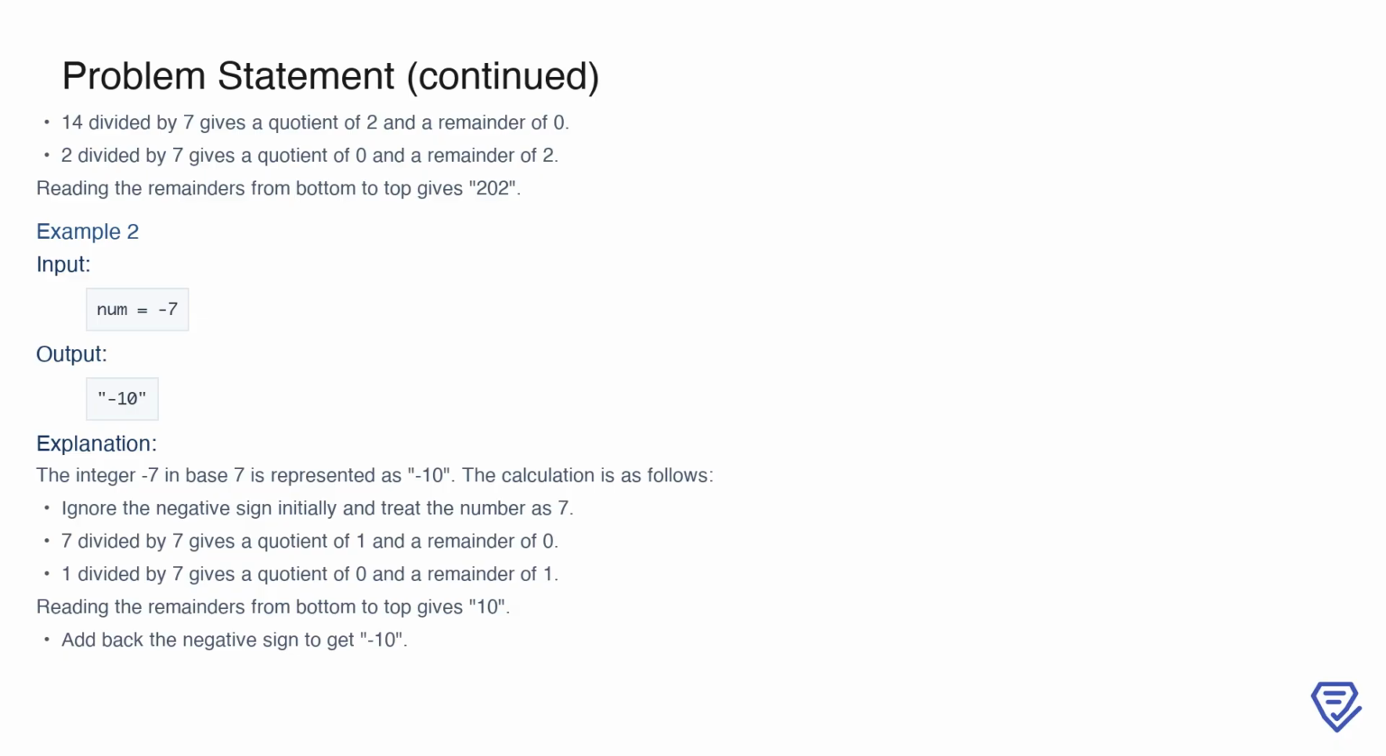Now, looking at another example, if the input is -7, we follow a similar process. First, we ignore the negative sign and treat the number as 7. Dividing 7 by 7 gives a quotient of 1 and a remainder of 0. Dividing 1 by 7 gives a quotient of 0 and a remainder of 1. Reading the remainders bottom to top gives 10, and finally, we reapply the negative sign to get -10.